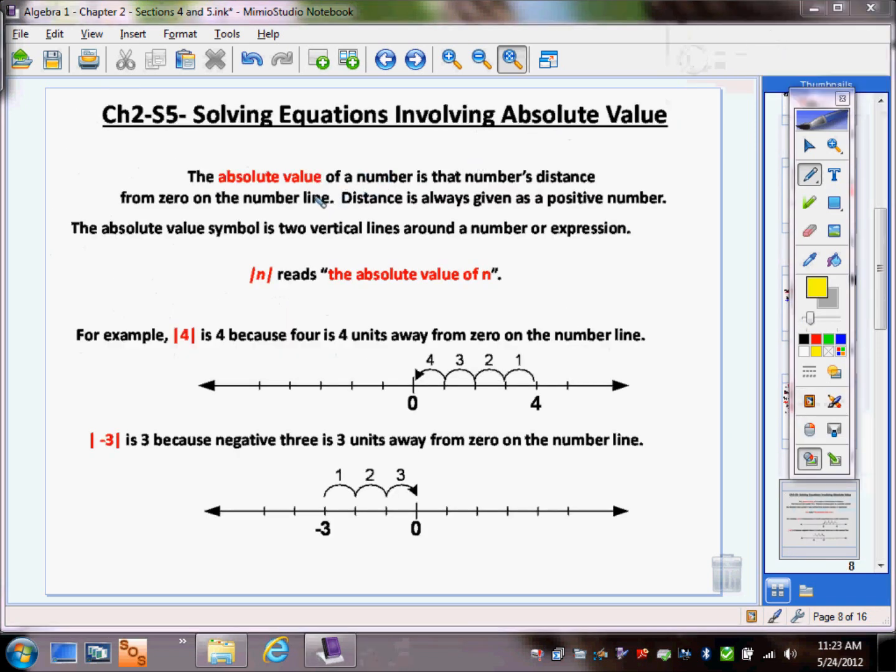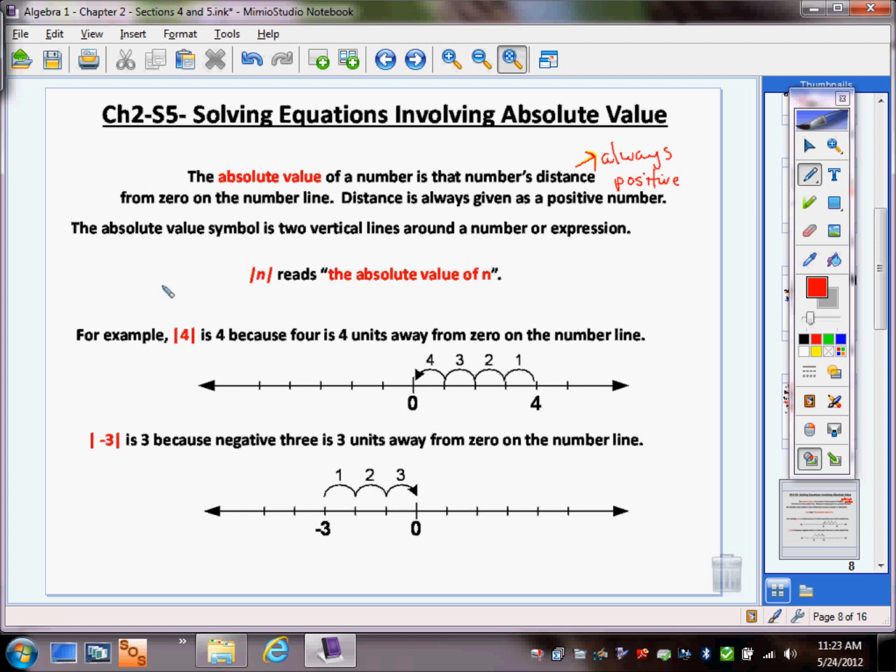Equations involving absolute value. Okay, absolute value is the distance from 0. And distance is always positive. Okay, right? Because it doesn't matter if I walk 10 feet forward or if I walk 10 feet walking backwards. I still walked 10 feet, right? Doesn't matter which direction I went. It's still 10 feet. So distance is always positive.